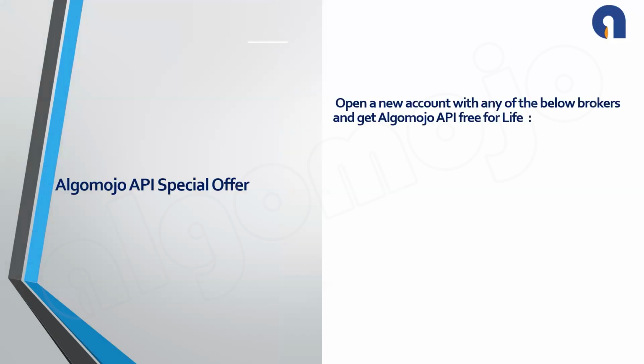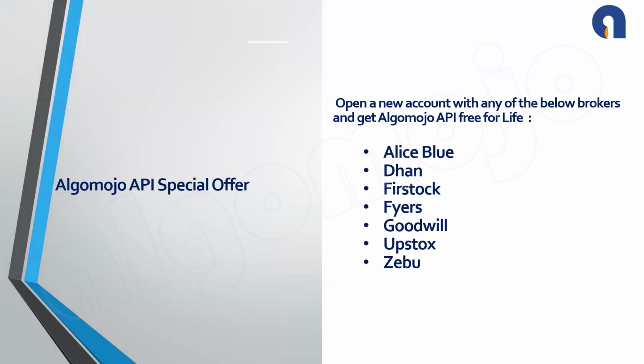Now, if you open an account with any of these listed brokers, 7 of them, you get APIs free of cost for life. We used to have a similar arrangement with almost all the brokers. Unfortunately, due to regulation, most of the brokers have withdrawn the facility except for these 7 brokers.